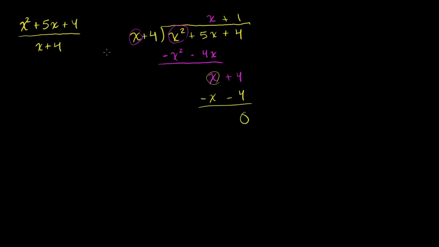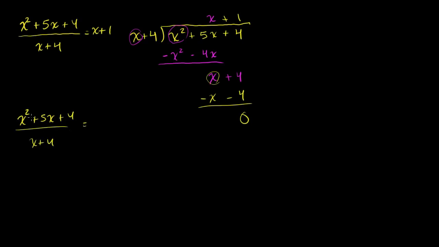So this right here simplifies to x plus 1. And there's other ways you could have done this. We could have tried to factor this numerator, right? x squared plus 5x plus 4 over x plus 4.